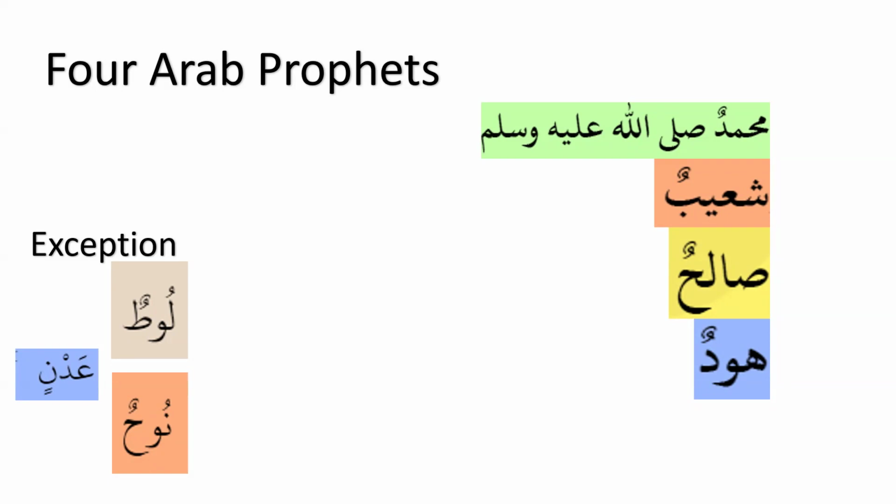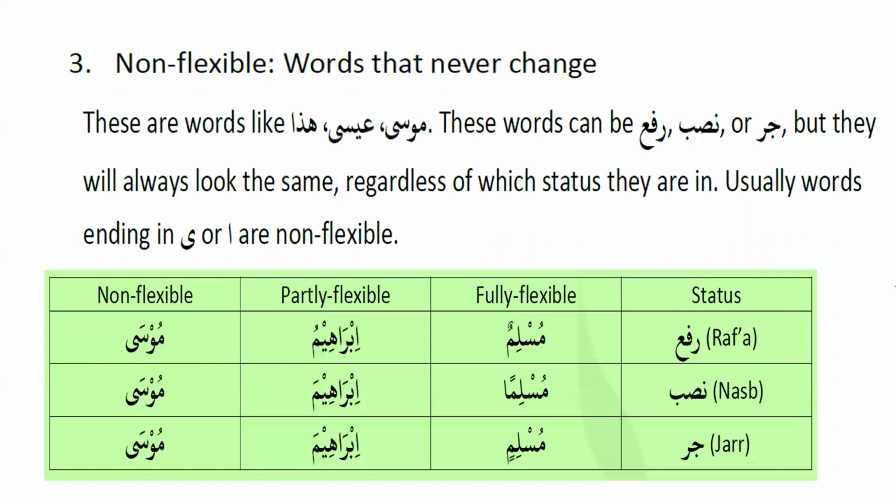So many prophets. Some prophets, in fact four prophets, are non-flexible. What does non-flexible mean? Non-flexible means they don't change at all. They have no change at the end. They are Rafa, Nasab, and Jar all the same. They don't have any oo, ah, or ee sound. They have only one sound. Whatever they look like, that's what it is. So they don't change. And there are four prophets' names like this: Musa, Isa, Zakaria, and Yahya.